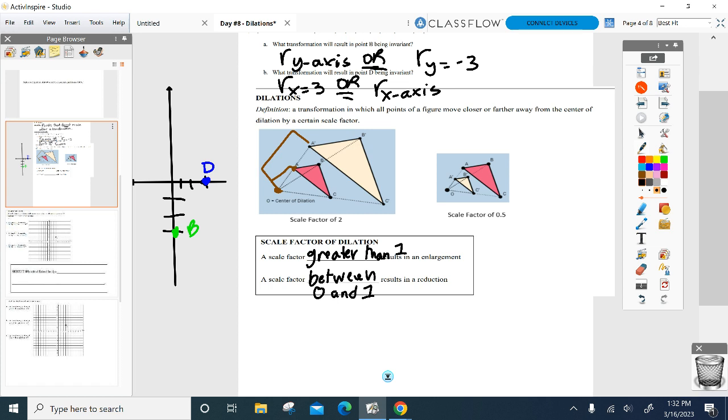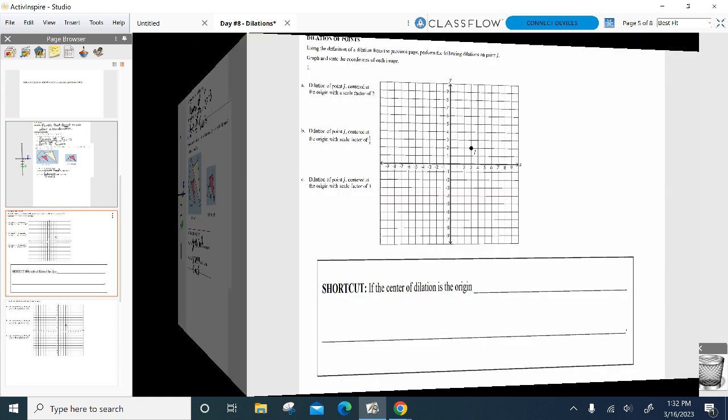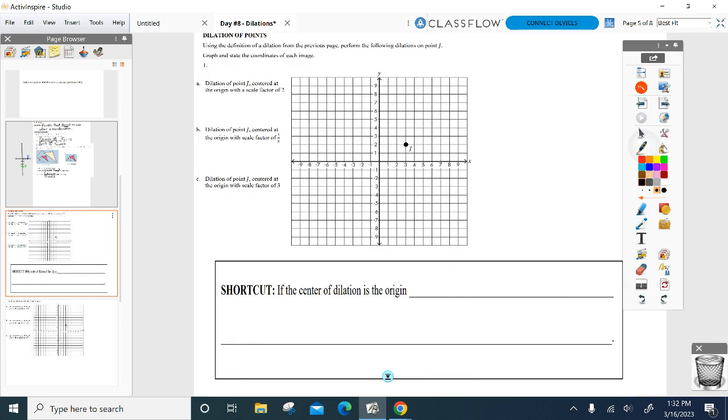That's what happens. The center of dilation is the most important part. Am I getting closer to it or am I getting further away? Let's actually dilate a point now. This will be important at the end. What is point J right now? What, 3, 2? All right, I'm just going to jot that down. That point J is 3, 2. That's going to come into play at the end here when we fill in the blanks down here.